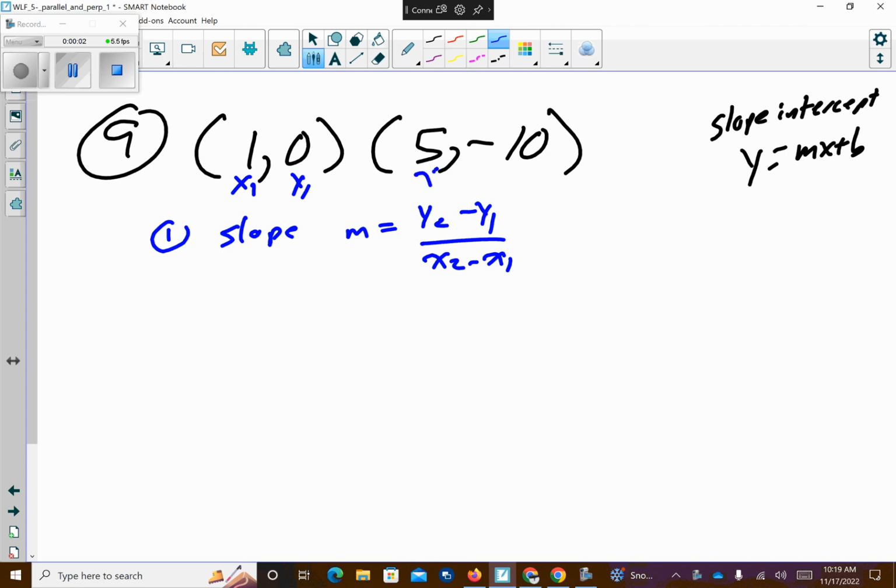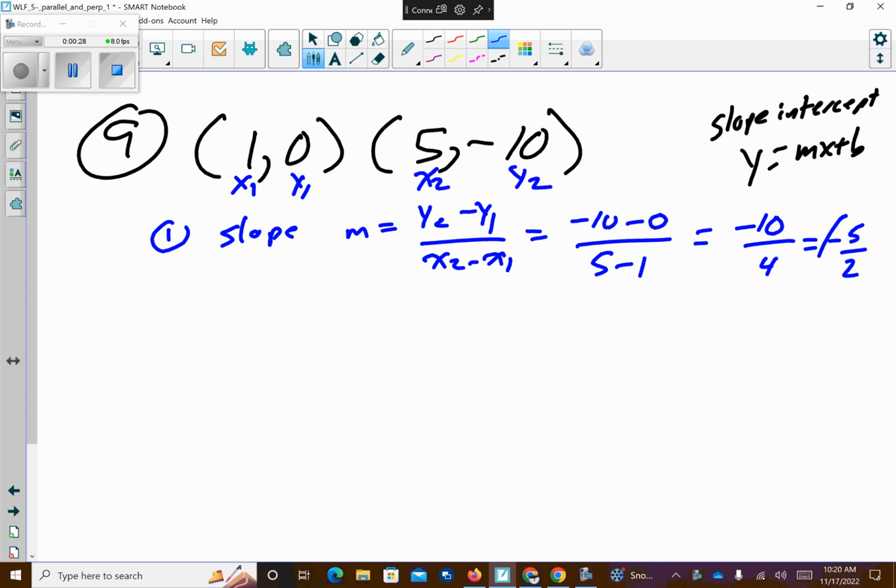x2, y2. Plug them in, so I get negative 10 minus 0 over 5 minus 1. Negative 10 is on top. Negative 10 minus 0 is negative 10, and 5 subtract 1 is 4. And then I would reduce this. This is our slope. Agree?